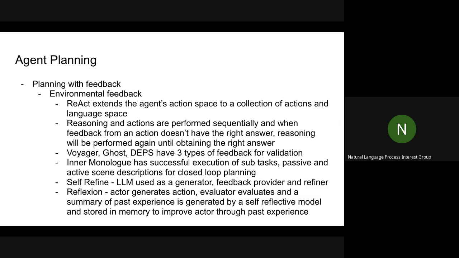So this kind of also iterates, right? It generates a proposed action. Some other LLM call provides feedback on that. And then based off of that feedback, it refines it.